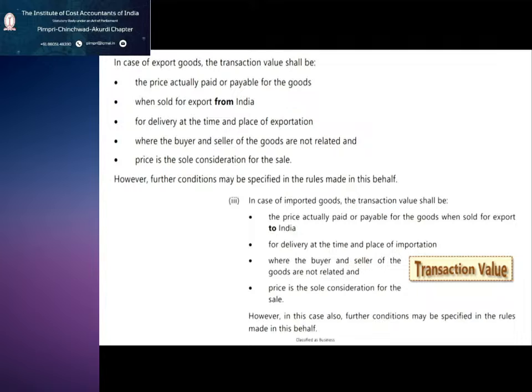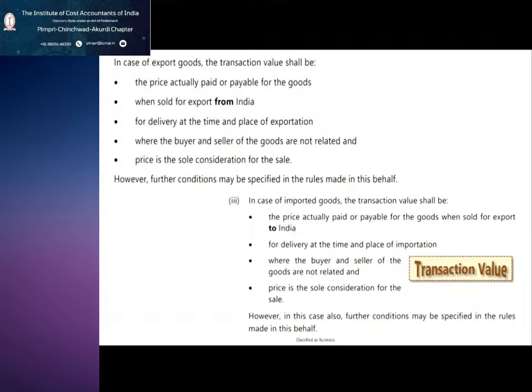Yes, sir. So when sold for export from India for delivery at the time and place of exportation, where the buyer and the seller are not related. So again, in GST also we have seen who are called related persons. So the term related is very important. So where the buyer and the seller of the goods are not related, price is the sole consideration for the sale. These are the conditions or the basic criteria we can see.